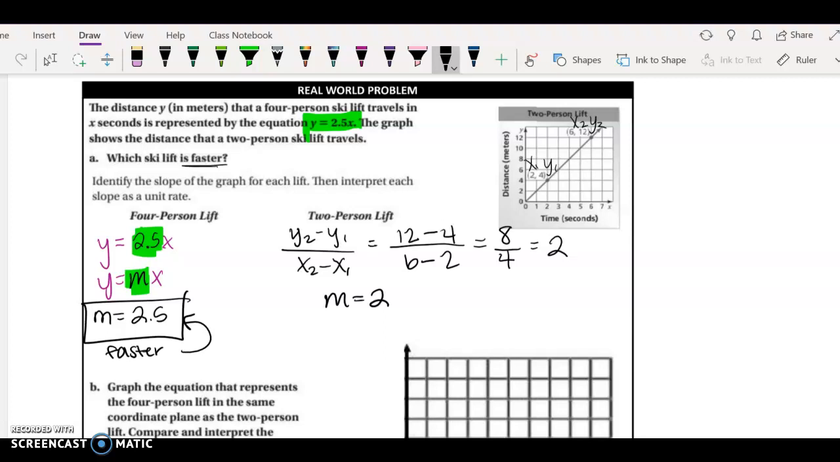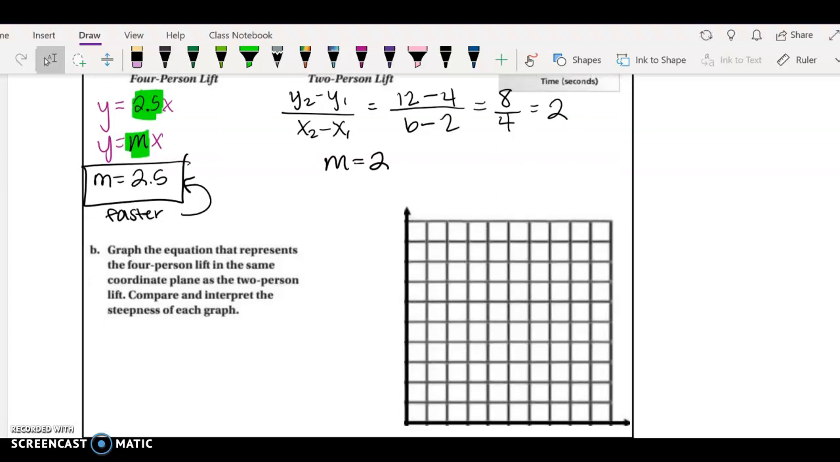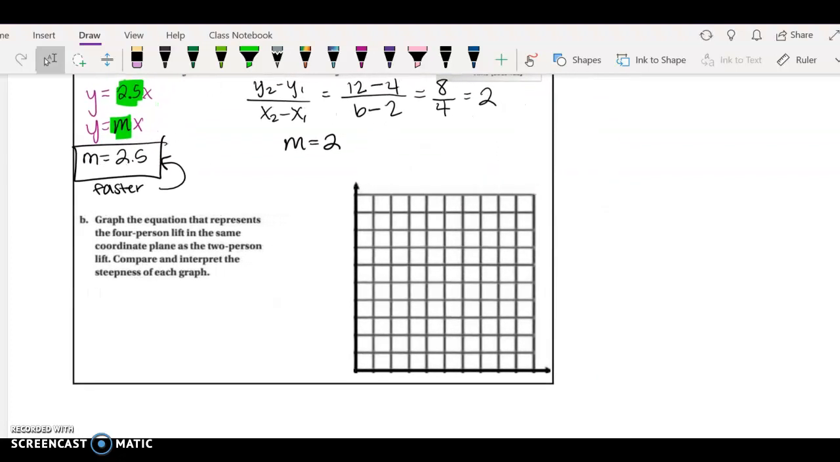All right. Then it says graph the equation that represents the four-person ski lift in the same coordinate plane as the two-person lift and compare and interpret the steepness. So it says that our equation was y equals 2.5x. So I'm going to plug in a 0. And when I do, I get 0. So that would be the point 0, 0.